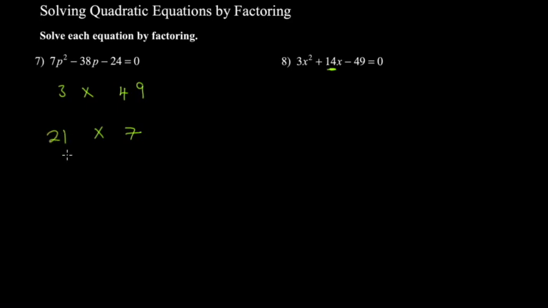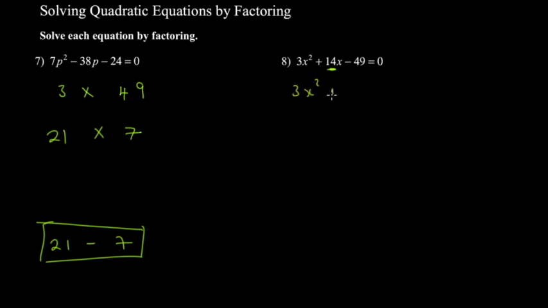So 7 and 21, how would they give you 14? It's 21 minus 7, and this works out. If we multiply them, obviously it gets negative, and then simply 21 minus 7, you get 14. So that's good.